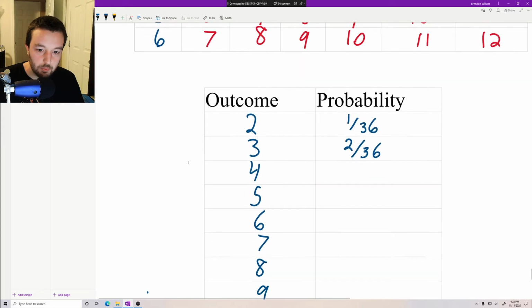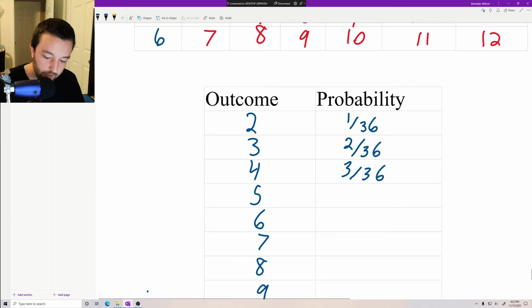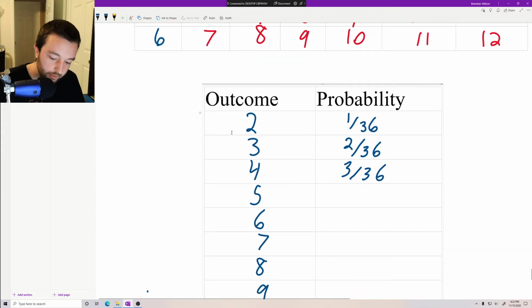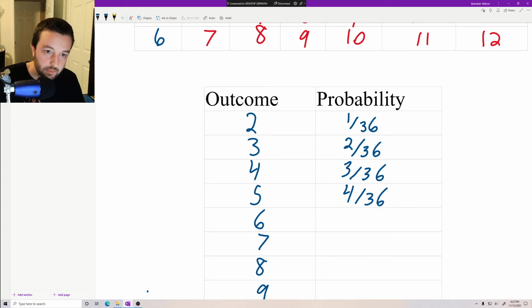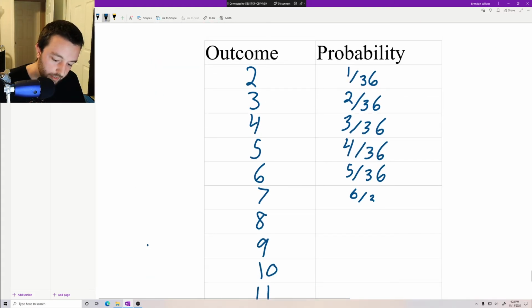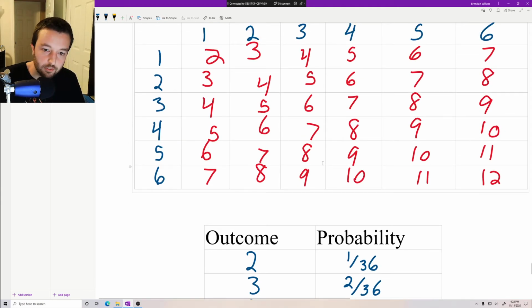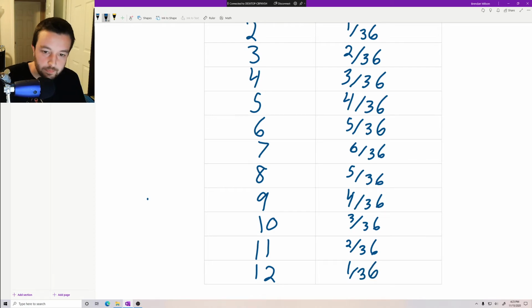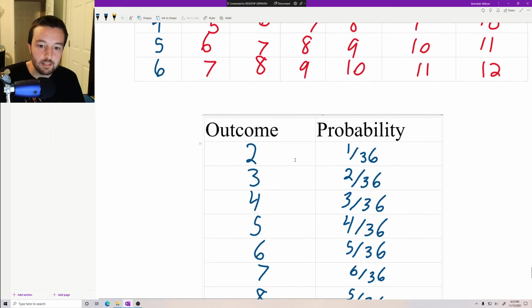For 4, there's 3 possible ways. So we get 3 out of 36. 5, there's 4 possible ways. So we get 4 out of 36. And then 6 will be 5 out of 36. 7 is where it peaks. There's 6 possible ways to get that. Okay, so 6 out of 36. And then it starts to decline again. For 8, there's only 5 ways. So then we have 4, 3, 2, and back to 1. Okay. And if you add all these numbers up, you'll get 36 over 36, which is 1.